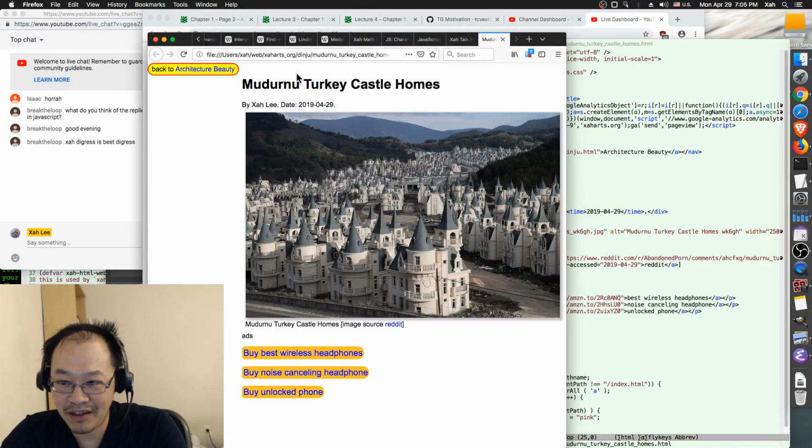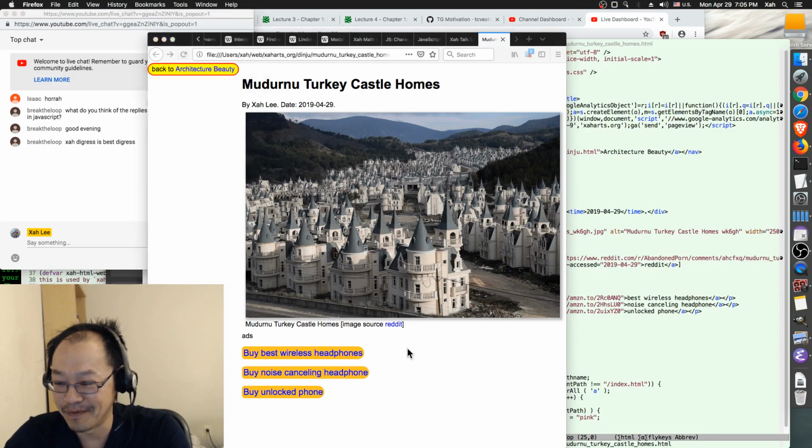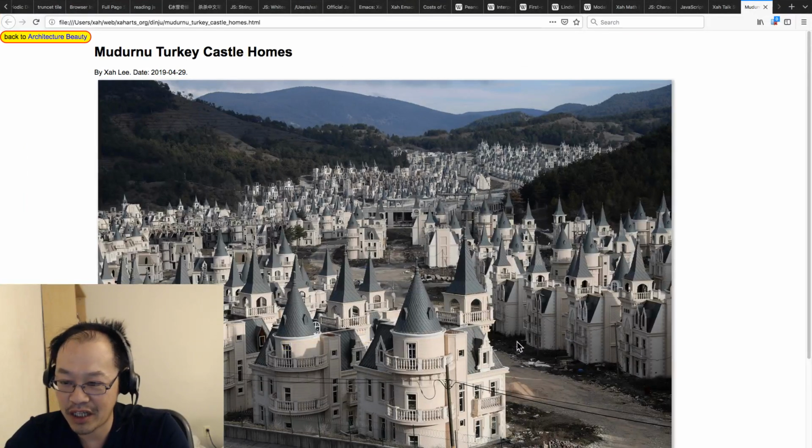So if you search the web, Mudurnu Turkey Castle, or go to Reddit, you'll find more information. In fact, today there are so many photos. All the websites want your money, they want ad money, they want you to visit. So there are tons of websites having beautiful photos of this architectural stuff.